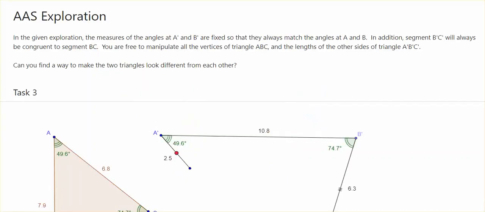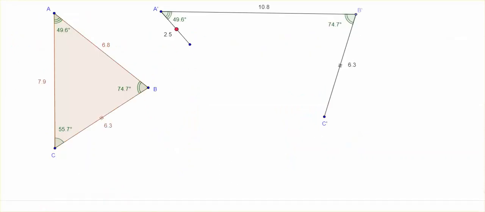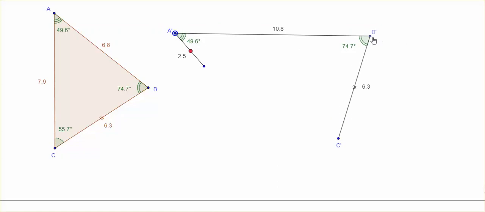Now we'll look at angle side. In this situation, we've been given 2 pairs of equal angles. So notice that A and B's are equal in both sets. And we've also been given the length of a side. I can change this length, but the one I can't change is this 6.3.